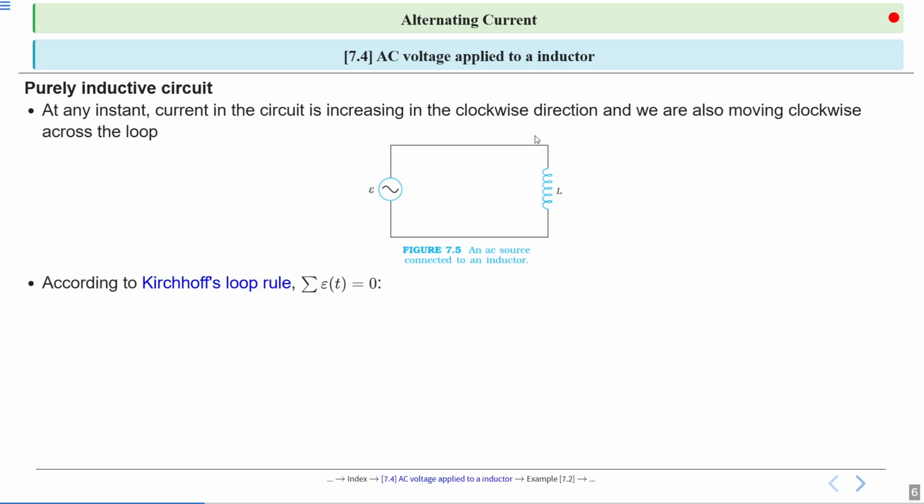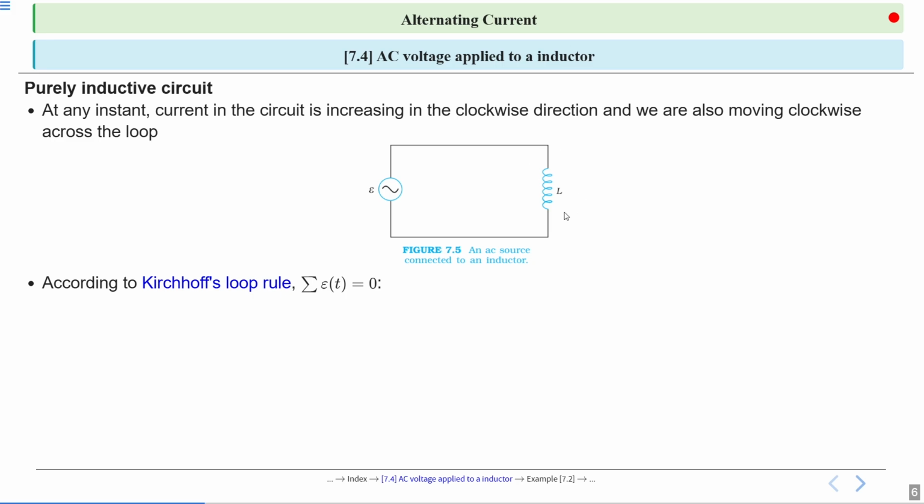So according to Kirchhoff's loop rule, the sum of all the voltage gains and drops across a closed loop will be equal to 0. Moving clockwise across this voltage source, this voltage will be taken as positive. Now we have reached this inductor.